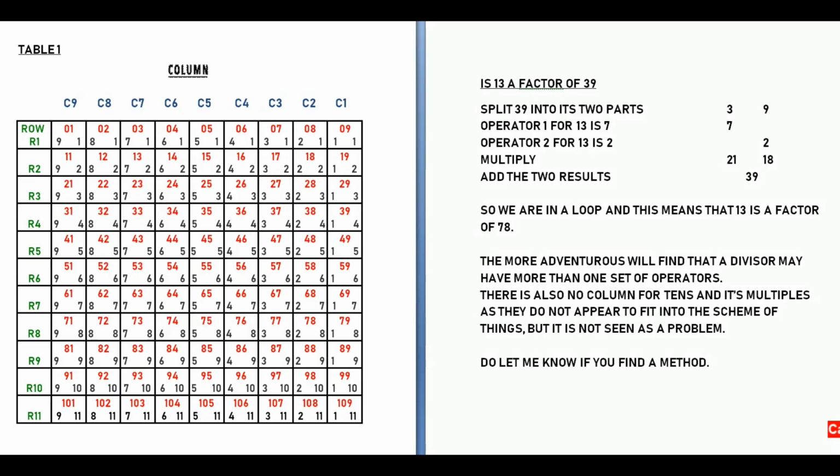The more adventurous will find that a divisor may have more than one set of operators. There is also no column for tens and its multiples, as they do not appear to fit into the scheme of things. But it is not seen as a problem. If you do find a method, please let me know.